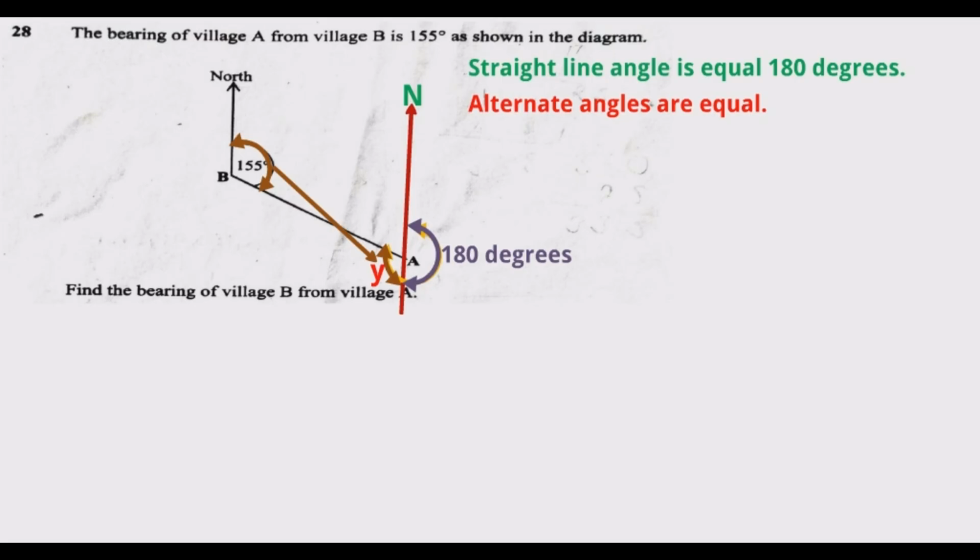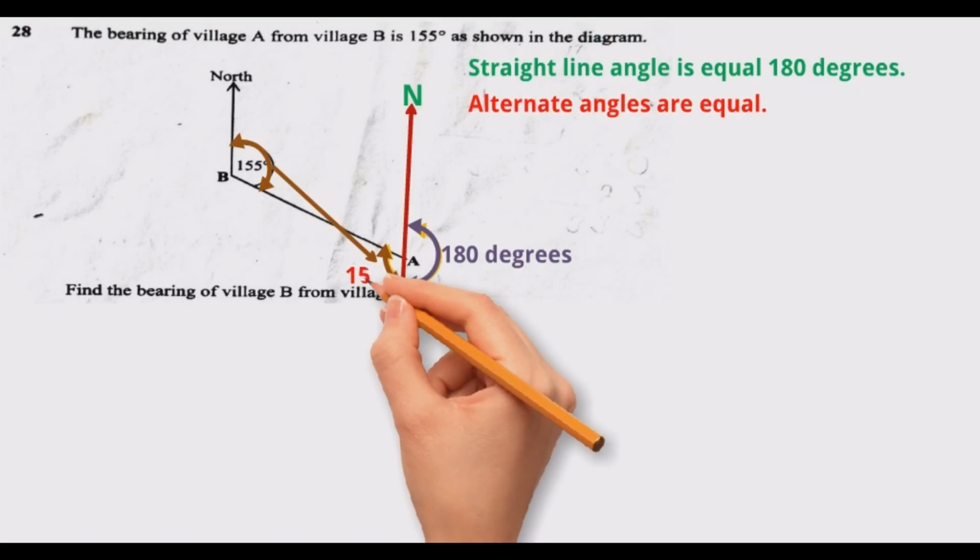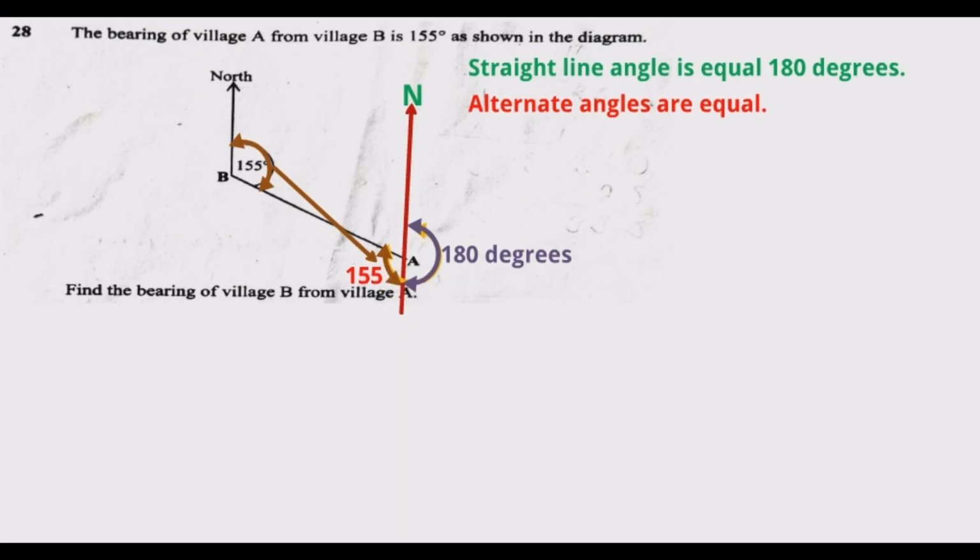So meaning this angle Y is also equal to 155 degrees. Now as you can see, the entire bearing was divided into two parts. We had this one, which is the angle on a straight line, and we also have this alternate angle. When you add these two angles up, they make the full bearing of village B from village A.